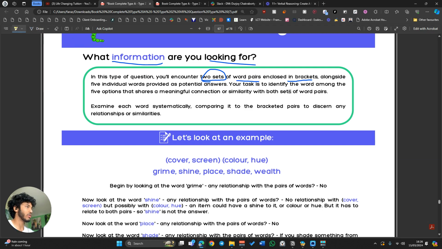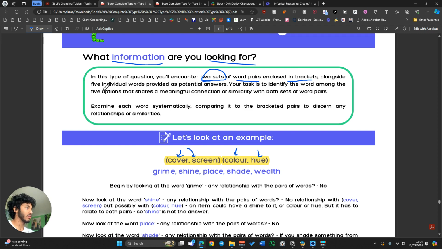So again, whenever you're reading the instructions, just quickly look down at the example to compare what the instructions are trying to tell you. So the two sets that they're talking about is set 1 and set 2. You can see them here. It says each of the two sets, they have word pairs, so you can see there is a pair of words in here: cover and screen, color and hue.